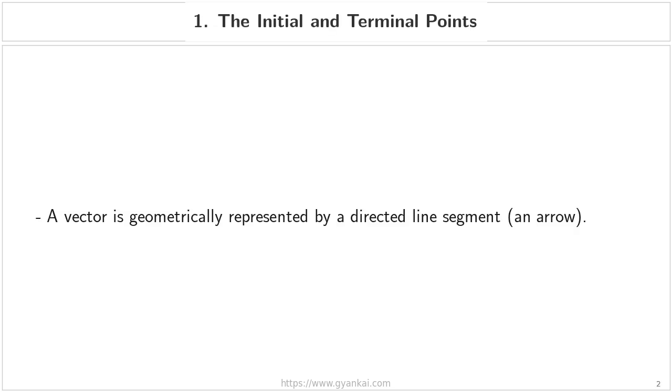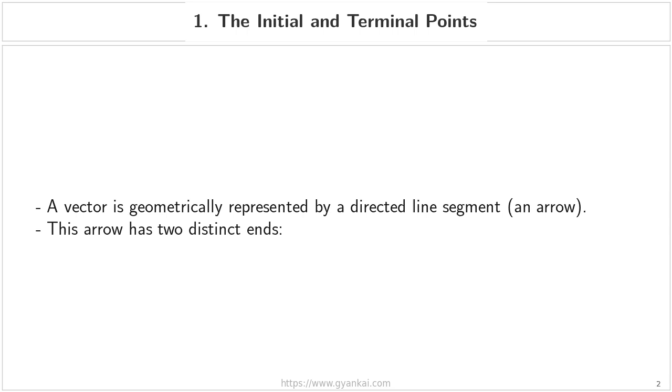1. The initial and terminal points. If you look at the screen, you'll see that geometrically, we represent a vector as a directed line segment, which is really just a fancy way of saying an arrow. Because it's an arrow, it has two very distinct ends that we need to identify.